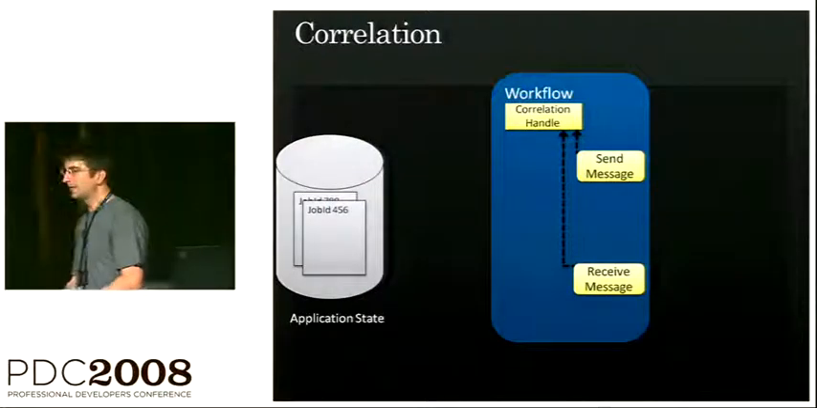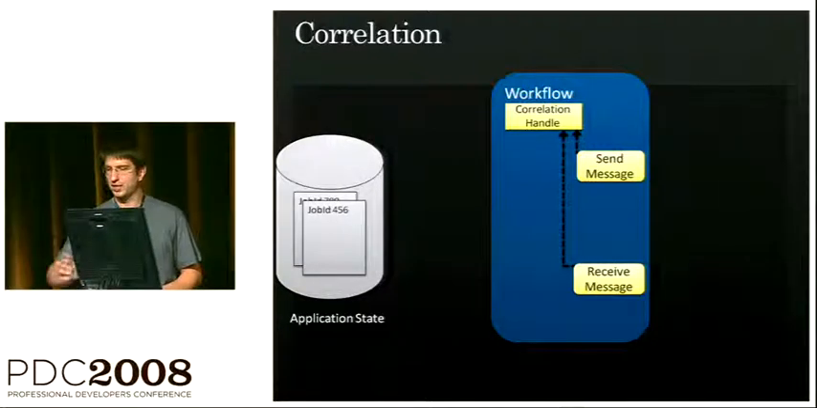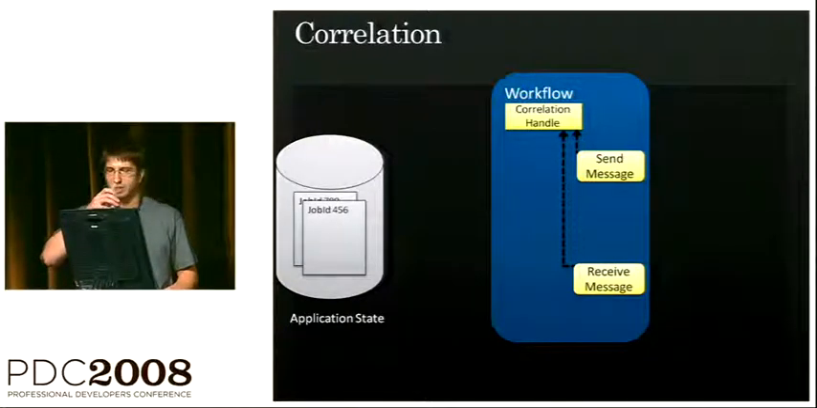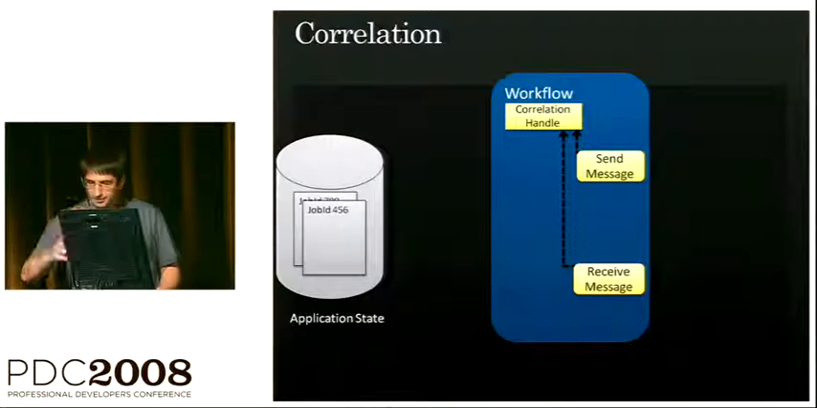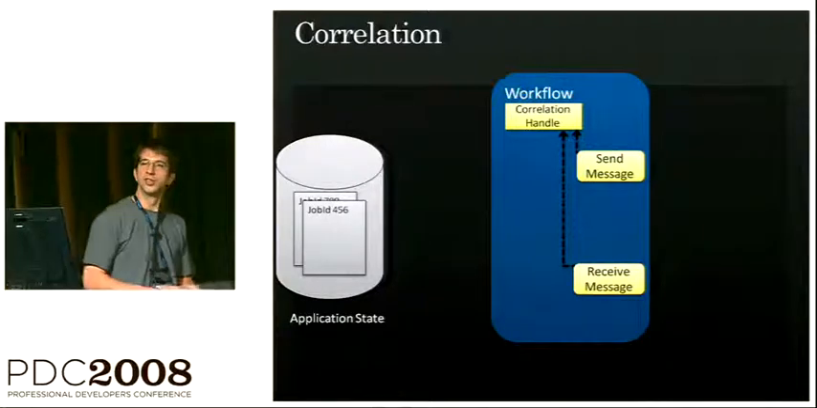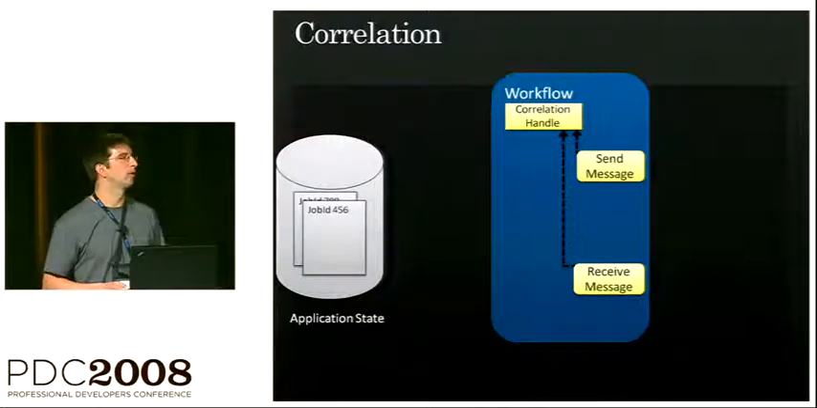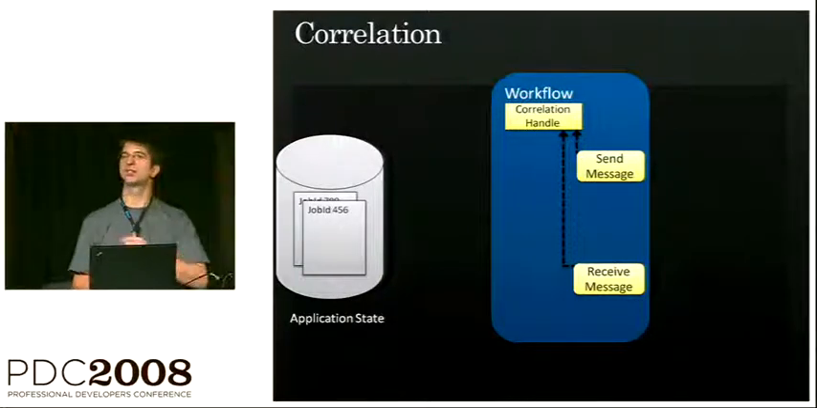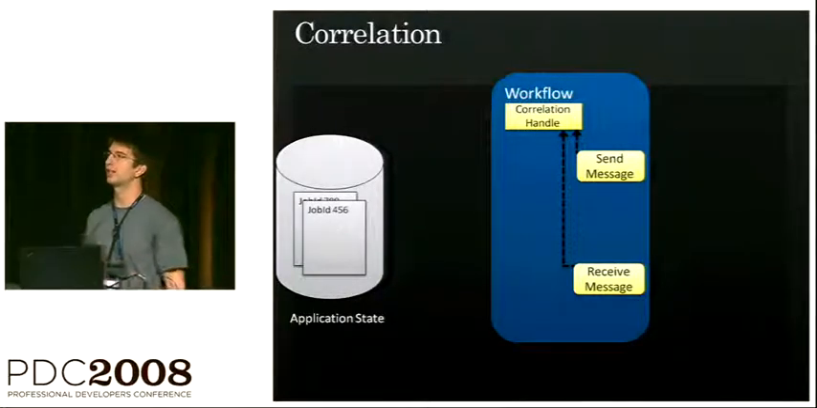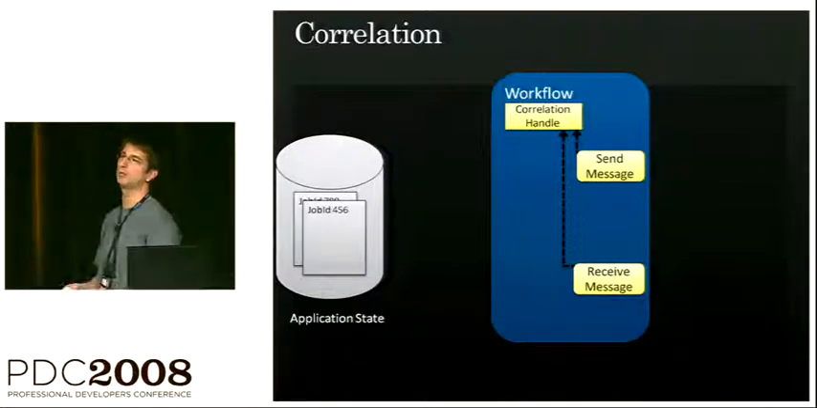So that was a lot of data. Let's try and make it more concrete to reinforce those concepts. So here we've got our application has been turned into a workflow. We've declared a correlation handle. We've got our send message, our receive message bound to that correlation handle, indicating that they're related to each other.